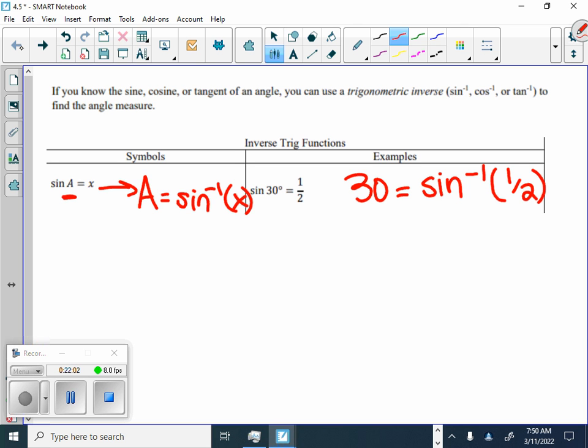So to figure out what the angle is, you'll take the inverse sine of the side. Say I have this triangle, and say this is what I'm looking for. Say that opposite is 1 and hypotenuse is 2. I would take the inverse sine of opposite over hypotenuse, and that would give me that the angle is 30 degrees. Okay?